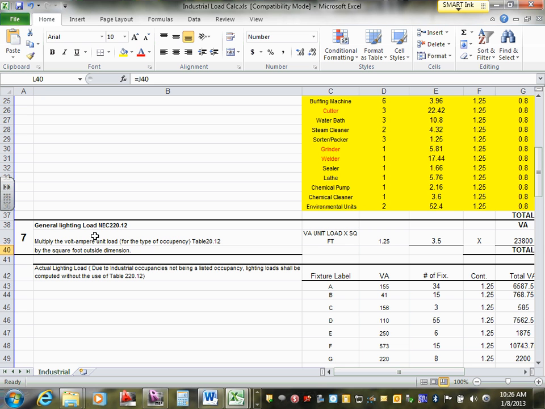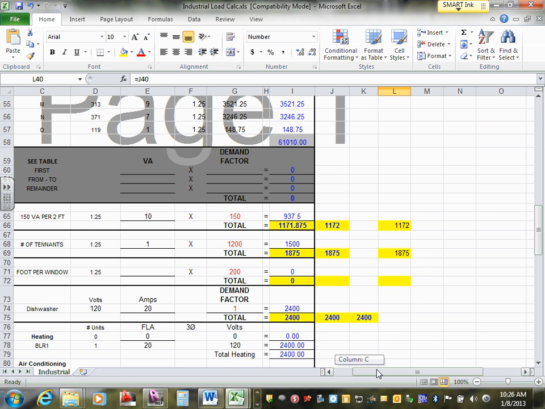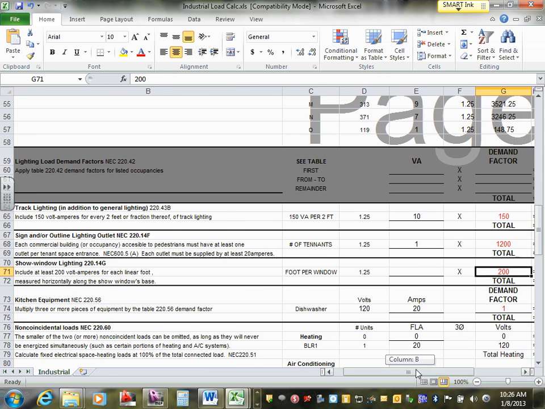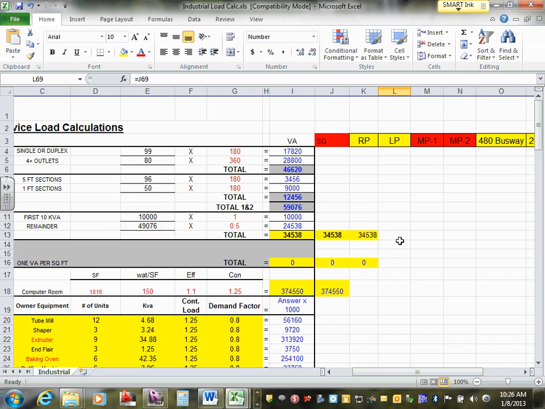Then I have general lighting. Okay, we did that. We have attract lights. Now remember, we might not have attract lights, but please design it. I have attract lights of 50 and a sign of 120 and a show window, which I don't have here. All these are my lights, and I'm putting them under the main panel as well as the lighting panel.